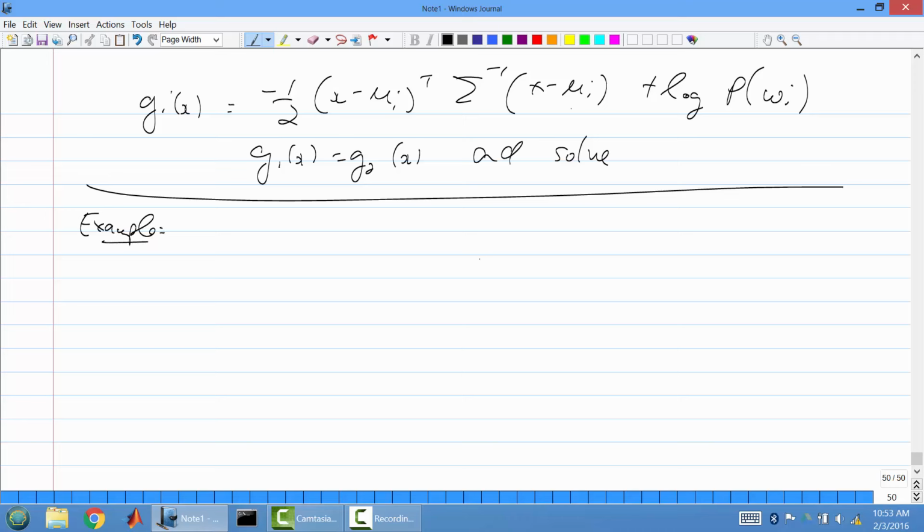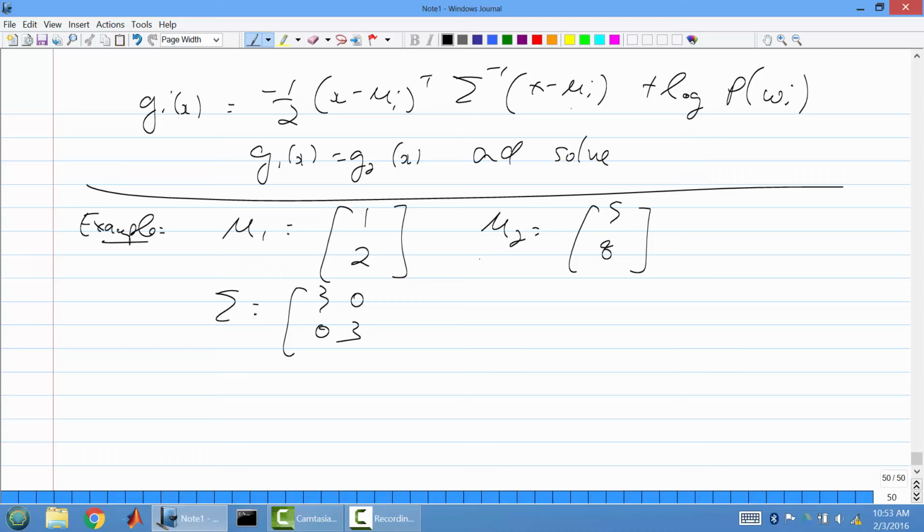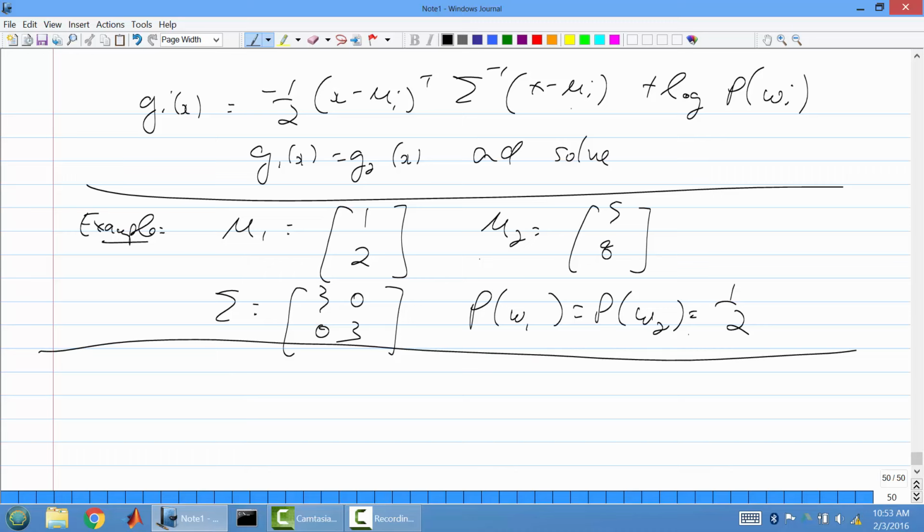Okay, so let's say my mean feature for the first one is 1 and 2. My second one is 5 and 8. The variances are the same, so they all share the same covariance matrix. And we're also going to assume that the priors are equiprobable, so a half. What we're going to do now is figure out what the decision boundary is and see what it looks like.